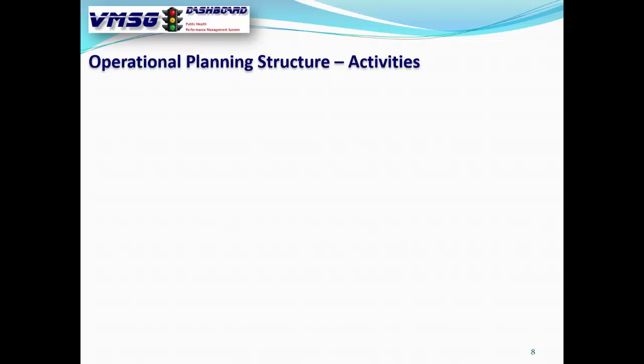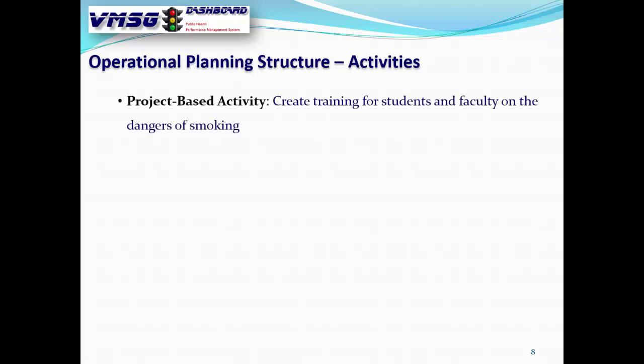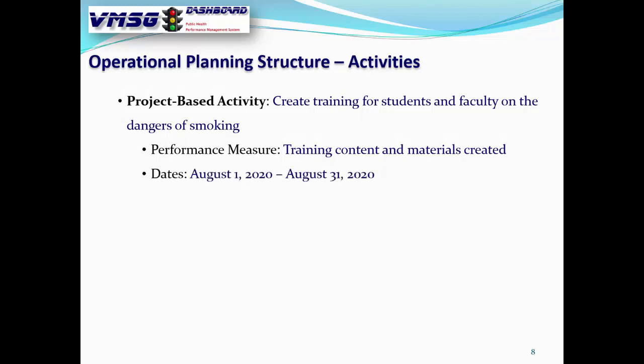There are 3 basic types of activities in the VMSG dashboard. The most commonly used type of activity is called a project-based activity. Project-based activities have an activity statement describing what is to be done. In this case, create training for students and faculty on the dangers of smoking. A performance metric, which just answers the question, how will we know when we've successfully completed the activity? In this case, we'll know by the training content and materials have been created. A date range within which the activity will be completed. So in this case, we have August 1st, 2020 through August 31st, 2020.